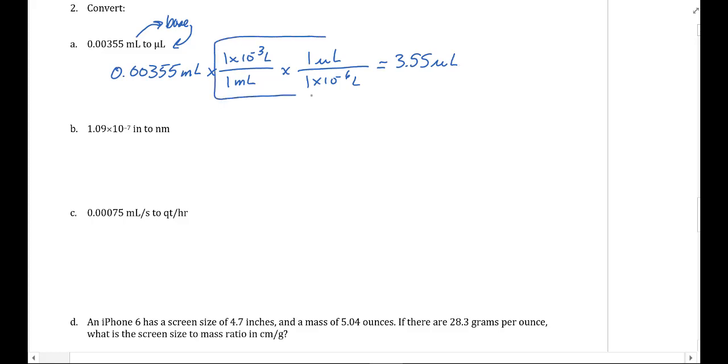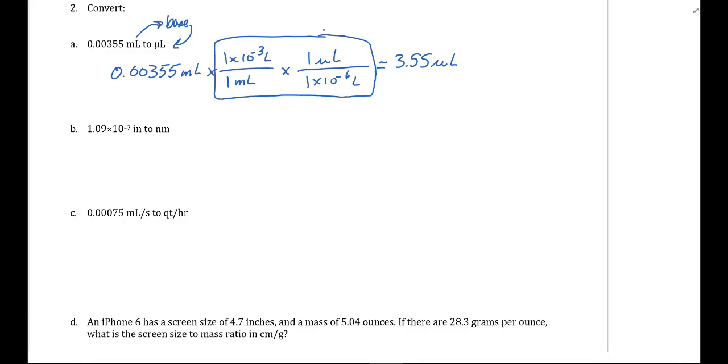0.00355 milliliters times the prefix multiplier. We know that 1 milliliter is equal to 1 times 10 to the minus 3 liters. So now we know what milliliters is in terms of the base unit liters. And then we can easily calculate 1 microliter for every 1 times 10 to the minus 6 liters to convert liters back to microliters. And this would work out to be 3.55 microliters. A lot of students find that much easier to do two conversions you know, rather than try to figure out one conversion you don't know.